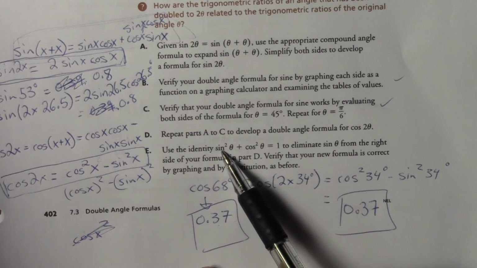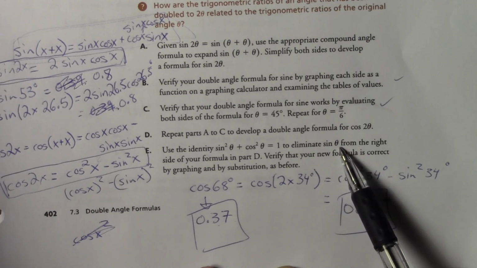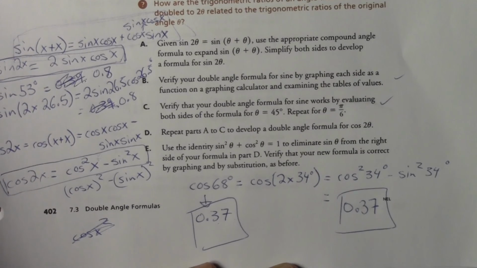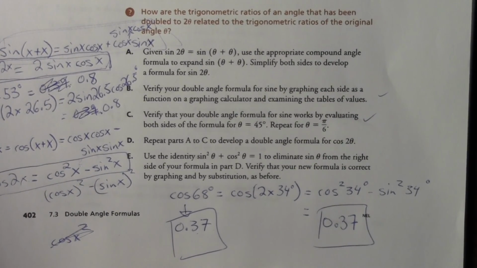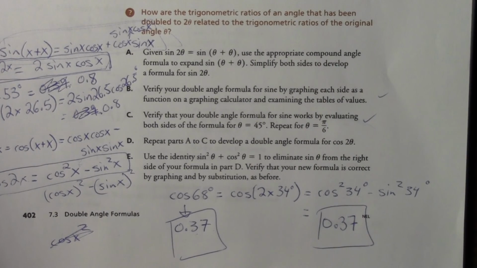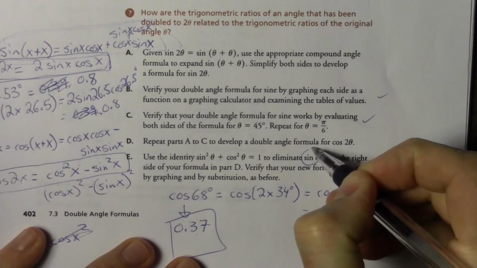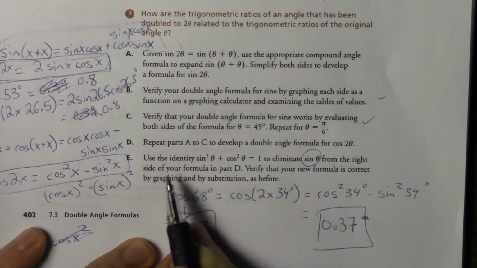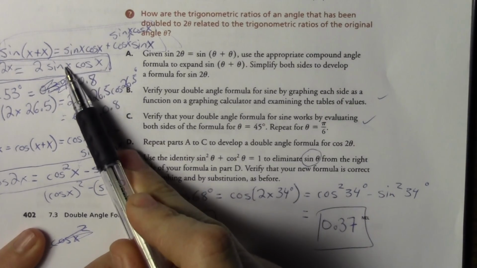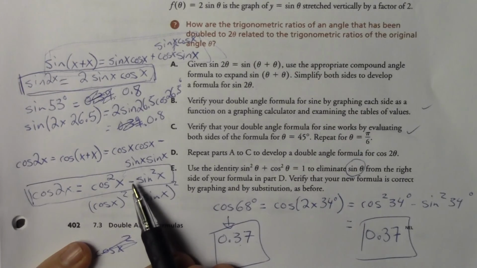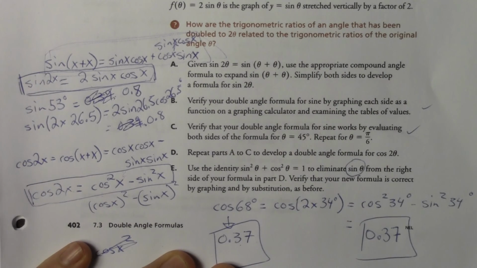E. Use the identity sine squared x plus cos squared x equals 1 to eliminate sine x from the right side of your formula in part D. Verify that your new formula is correct by graphing and by substitution as before. So we want to eliminate sine x from the right side of our formula. So from this sine x we want to go away, and this sine x we want to go away. Okay, so let's look at that.